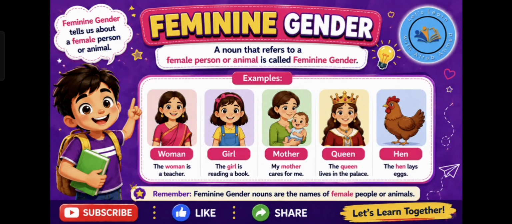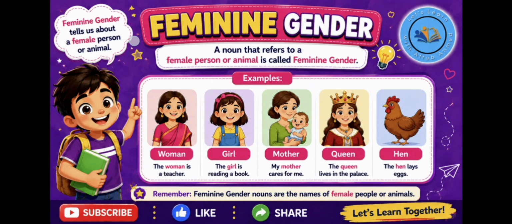Let's move on to feminine gender. A noun that refers to a female person or female animal is called feminine gender. These nouns represent females. Let's see examples. Woman. The woman is a teacher. Girl. The girl is reading a book. Mother. My mother cares for me. Queen. The queen lives in the palace. Hen. The hen lays eggs.